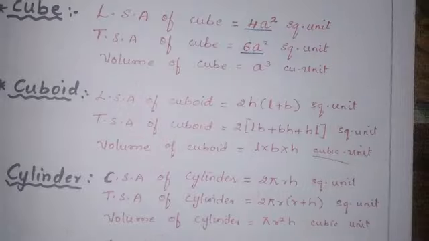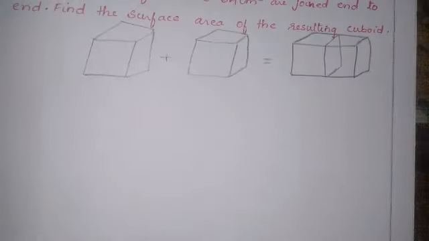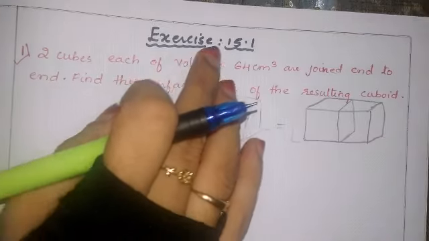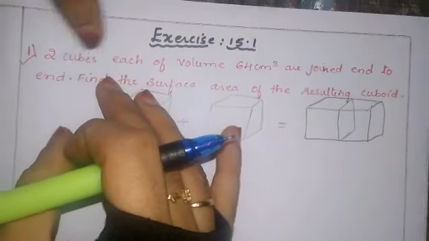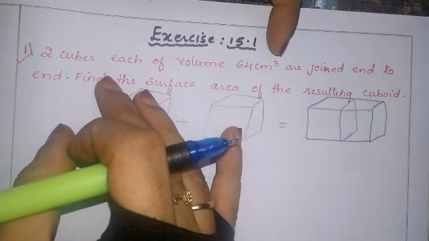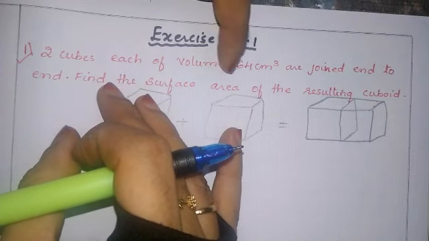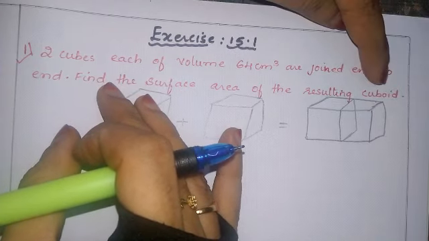Let us start the exercise problem. Question 1. Exercise 15.1, first question. Two cubes, each of volume 64 centimeter cube, are joined end to end. Find the surface area of the resulting cuboid.